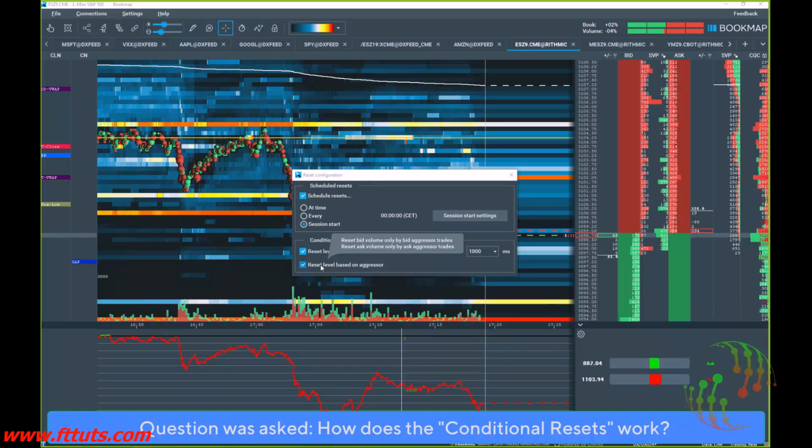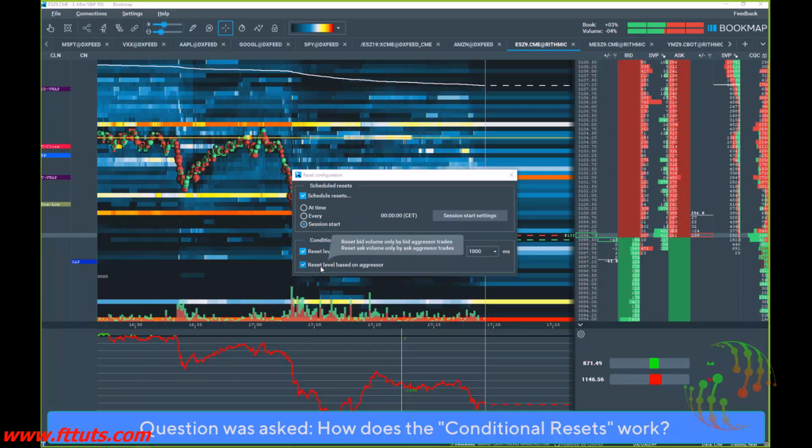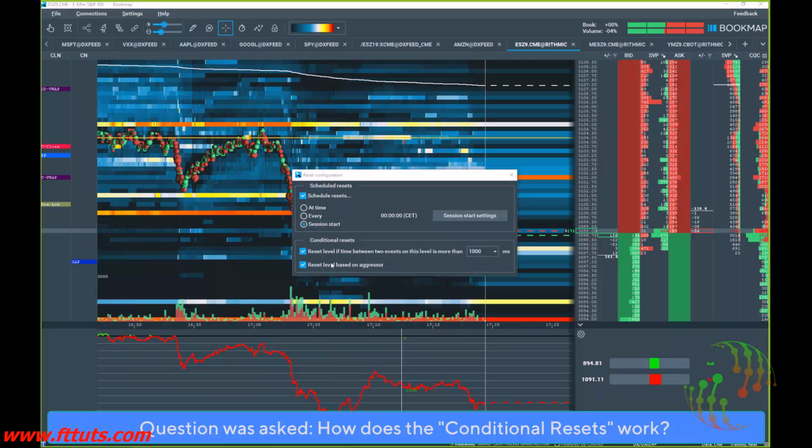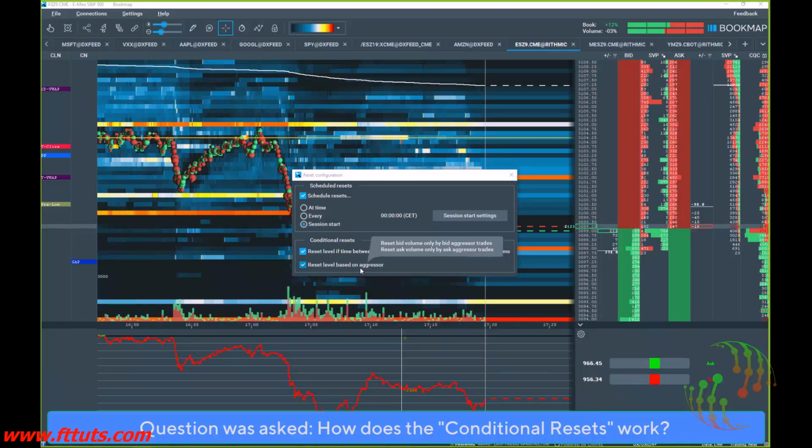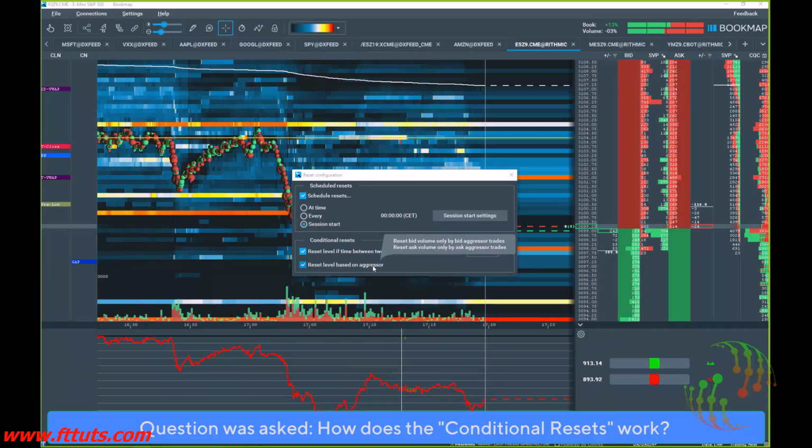That means when the aggressor changes his side from buy to sell, for example, then the condition is true, or the condition resets. So reset level based on aggressor means when the aggressor changes his side, when he goes from buy to sell, or vice versa, from sell to buy. Then this is one condition.